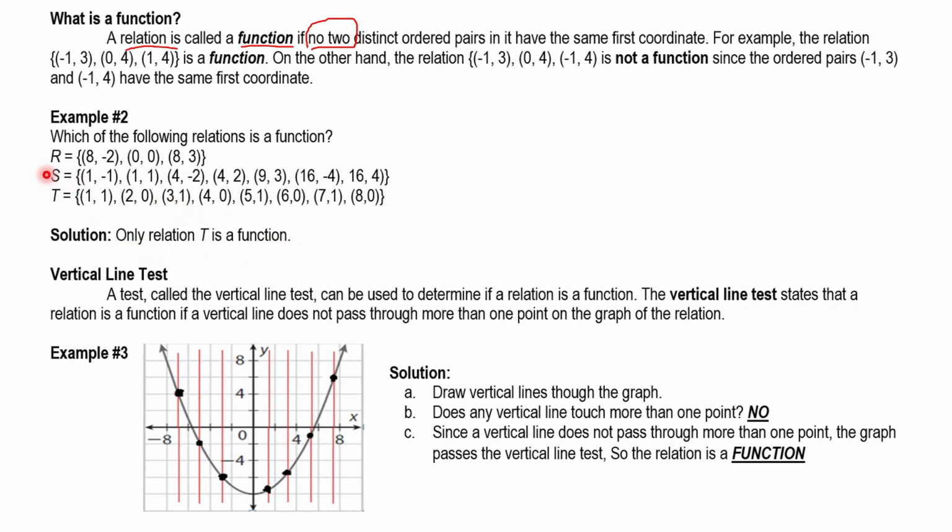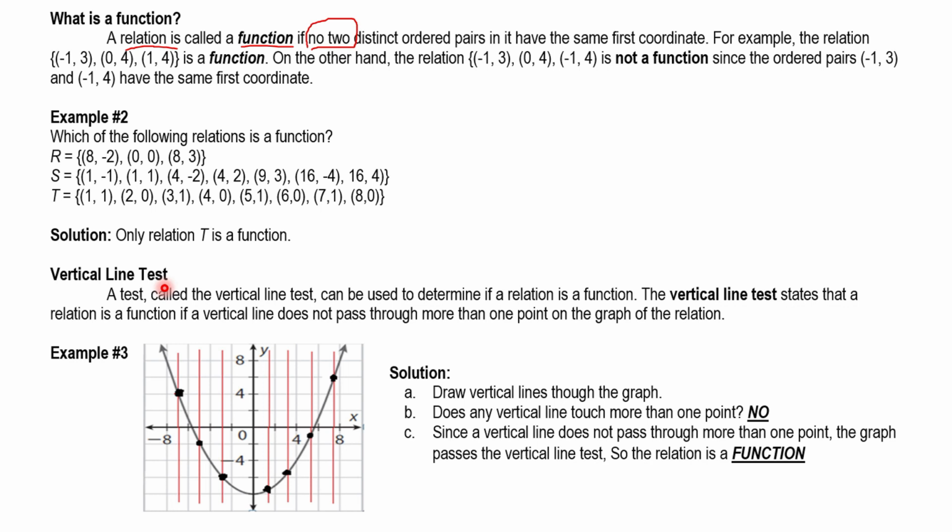Why? Because in set R, as you can see, this is the first coordinate. They are the same: 8, -2, and 8, -3. And so as the set S: 1, -1, 1, 1. So, set R and set S is not a function. So, we have the vertical line test.